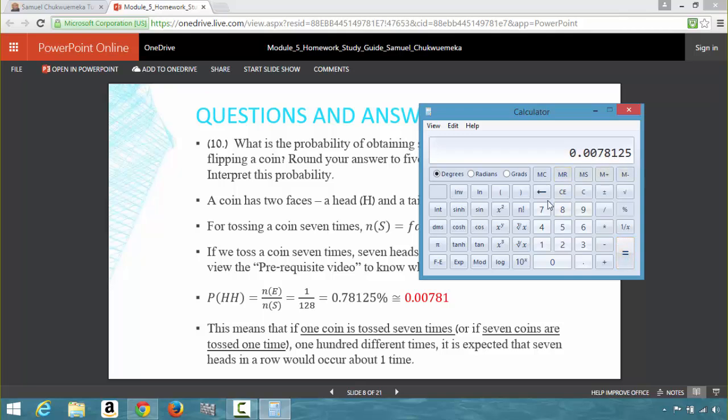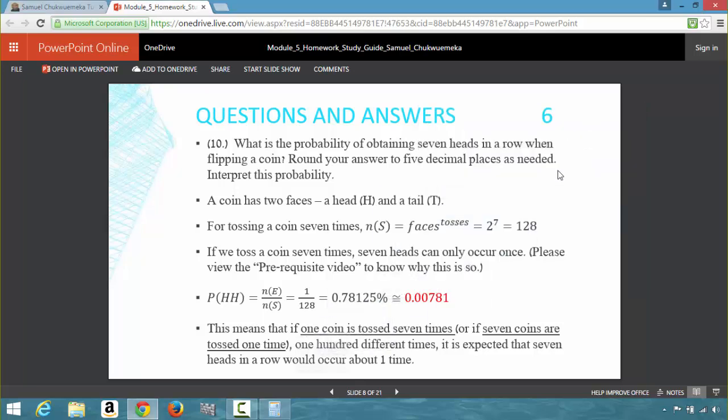Okay, you get this, and if you want to express this as a percentage, you multiply by 100. So that will be 0.78125%. So this is almost approximately 1. So that means that if you toss it 100 different times, it is expected that 7 heads in a row would occur about 1 time. That is what it means.